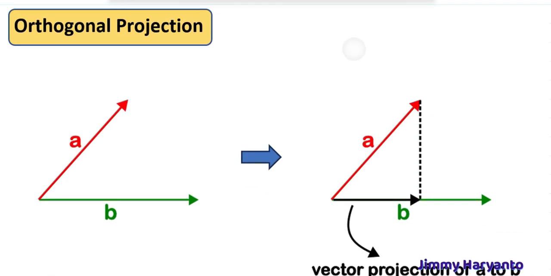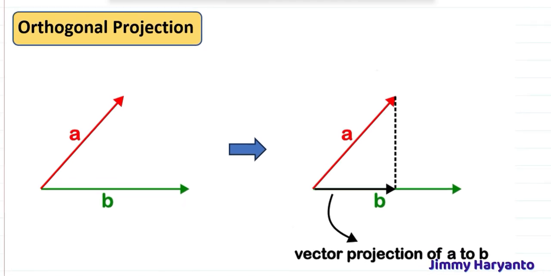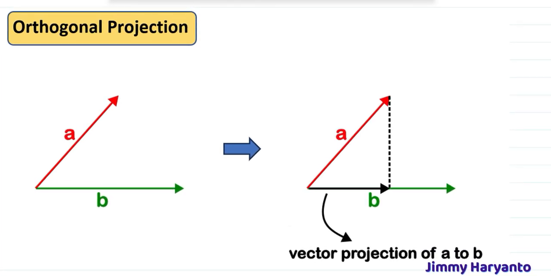Next is orthogonal projection. What is orthogonal projection? Let's say you have two vectors right here. You have A and also B, and then I want to project vector A onto vector B. To project it, you can illustrate it like this.